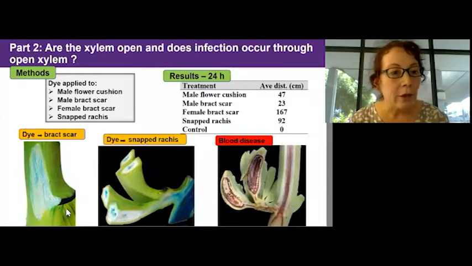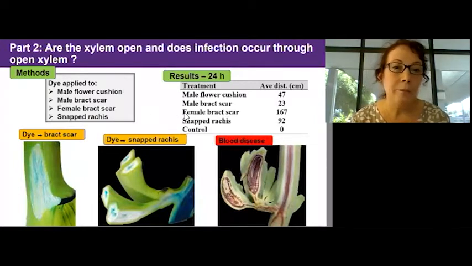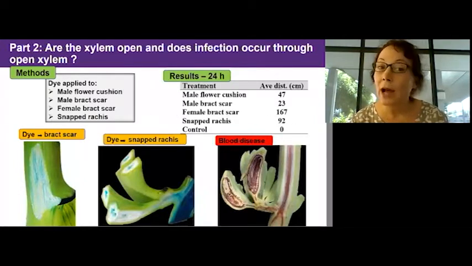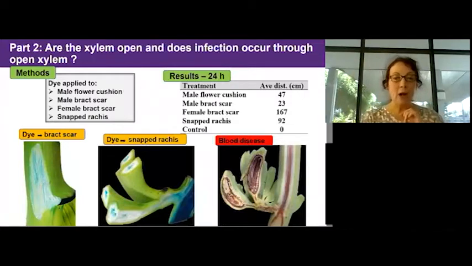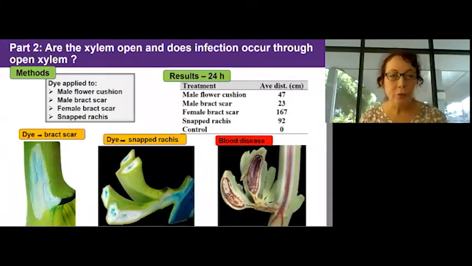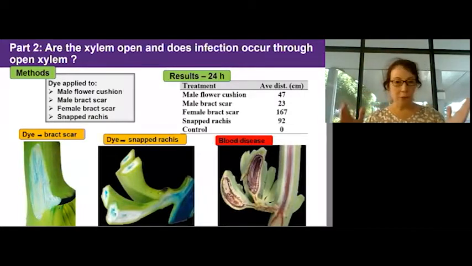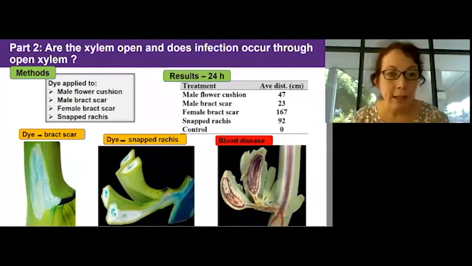If you look here, so this is the female bract scar. After 24 hours, the dye was sucked or taken inside the plant, almost 2 meters. This was just a phenomenal result. I had no idea that the flow of xylem was so extreme inside a banana plant.